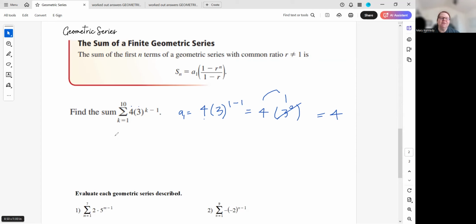So the sum of the first 10 terms is going to be, I'm plugging into the formula here, the first term, 4, times 1 minus the ratio, where the ratio is the number that's being raised to the power. So the ratio is 3 to the n power, and the number we want is 10. So the sum of the first 10 over 1 minus the ratio, so 1 minus 3.